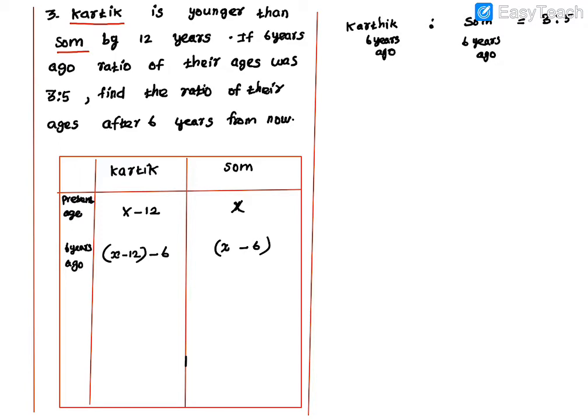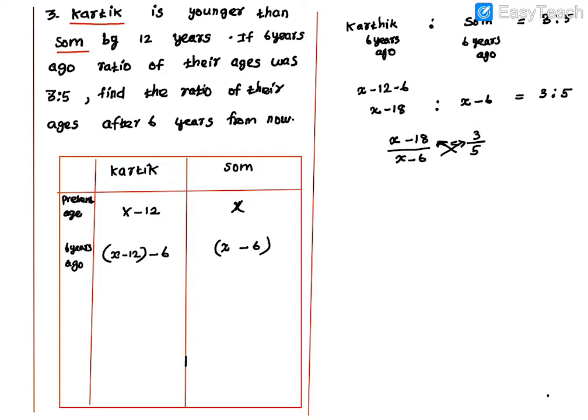So what will be that age? Karthik 6 years ago means X minus 12 minus 6. So what is that answer? X minus 18. Minus 12 minus 6, X minus 18. And here, the age is X minus 6, which will be equal to 3:5. So just to make that in terms of ratio, X minus 18 divided by X minus 6 is equal to 3 divided by 5. So make a cross multiplication.